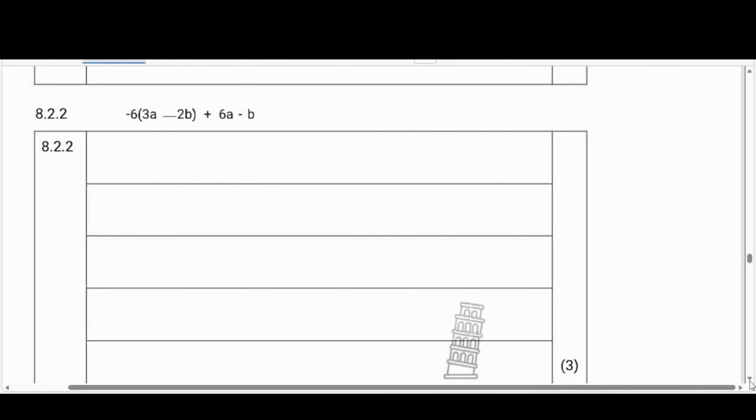8.2.2. Okay, so they want us to multiply out the brackets and then simplify. So this one's going to be minus 6 times 3a, so that is going to be negative 18a. Minus 6 times minus 2b: a minus and a minus makes it positive, 6 times 2 is 12b. Add the 6a. Take away the b.